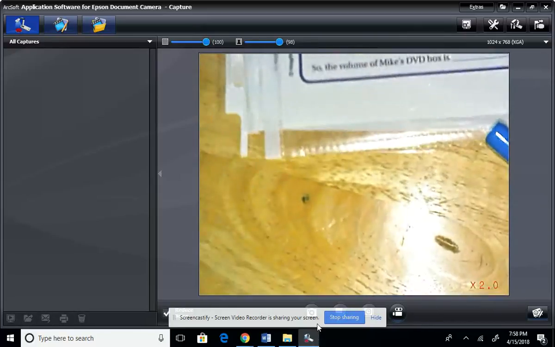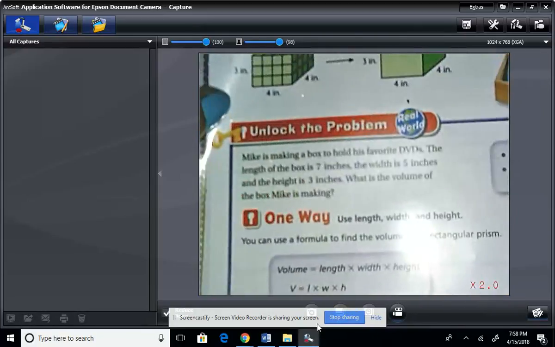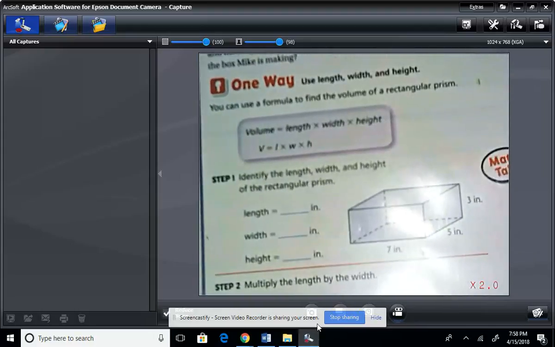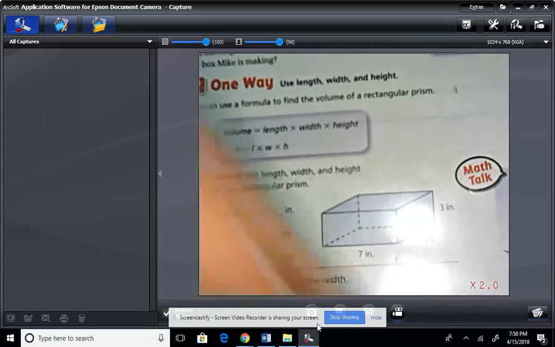Trying to get rid of the glare, guys. Sorry. And not having much success.